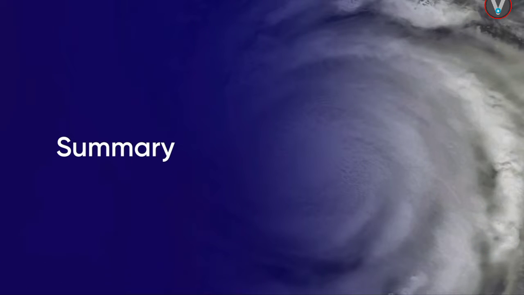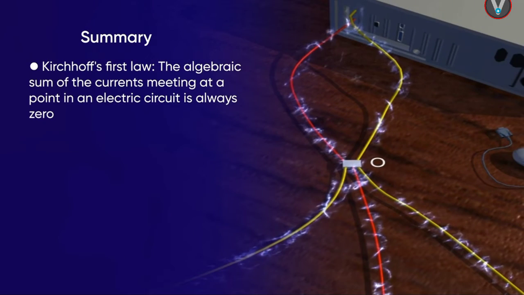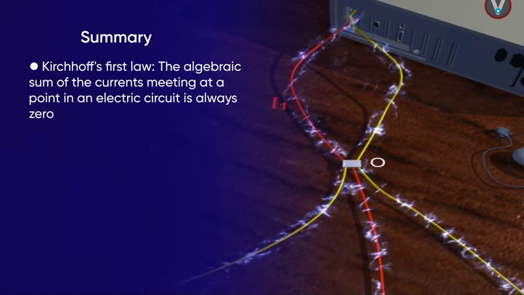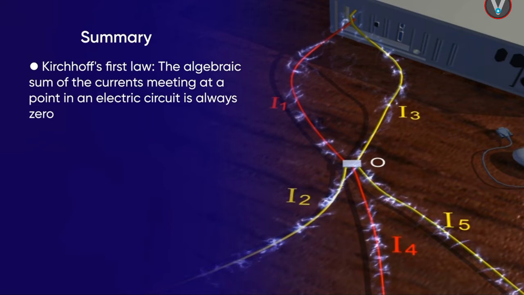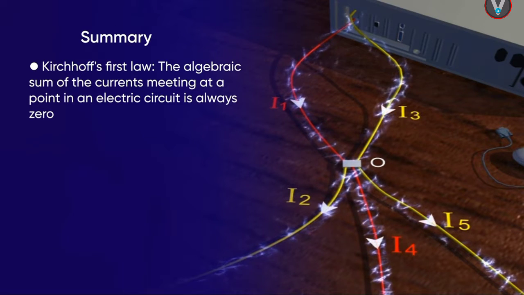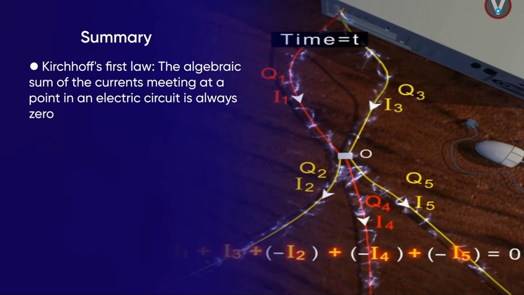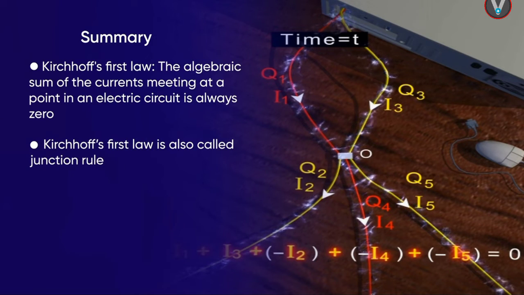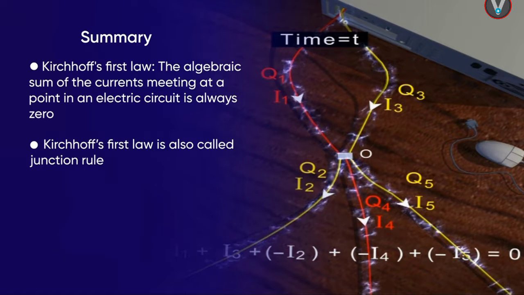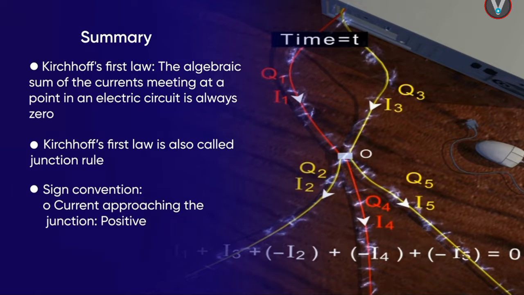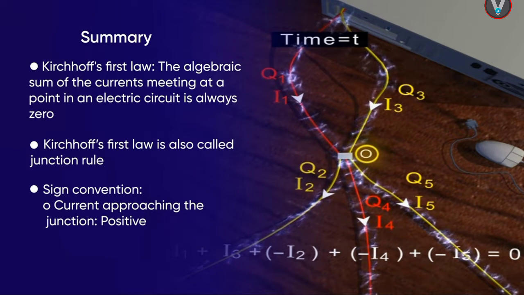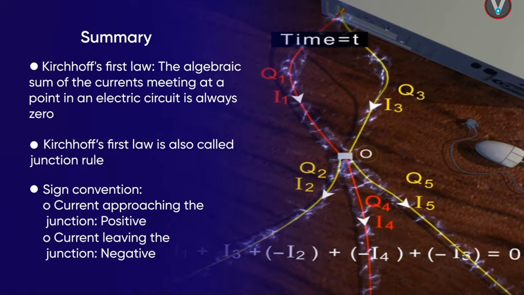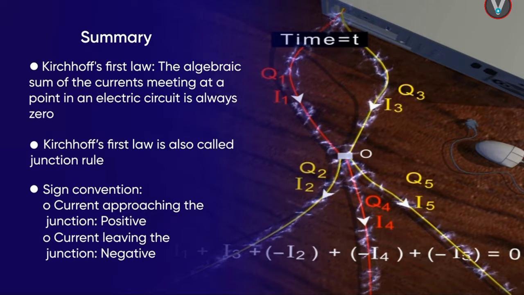Let's summarize. In this video, we learnt about Kirchhoff's first law. It states that the algebraic sum of the currents meeting at a point in an electric circuit is always 0. It is also called the junction rule. While applying this law, we follow a sign convention where the currents approaching the junction are taken as positive and the currents leaving the junction are taken as negative.